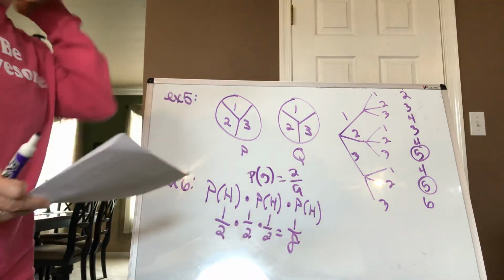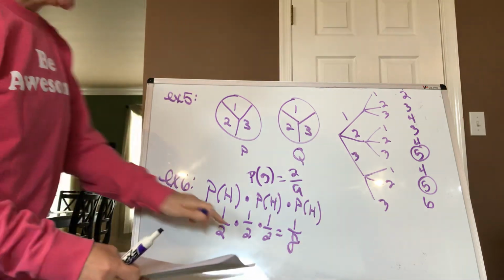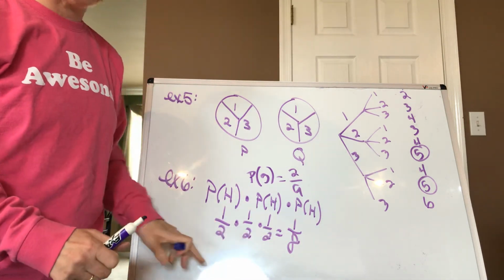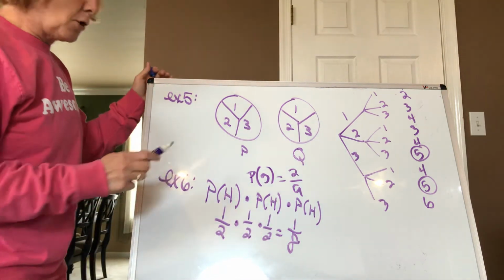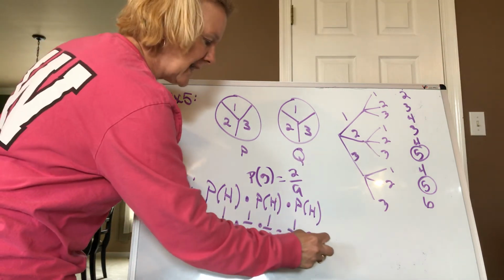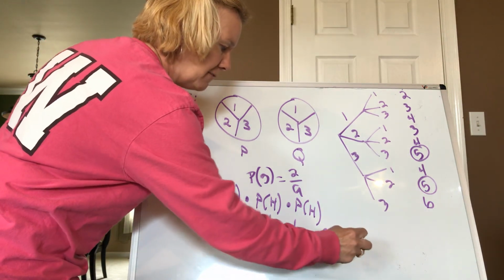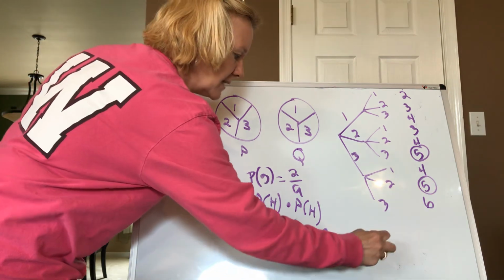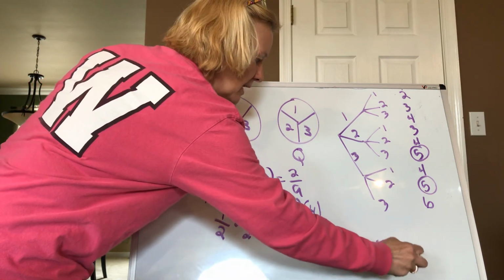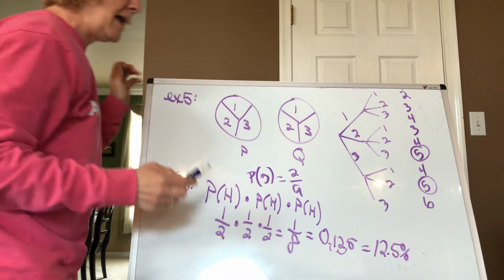So the probability that they will all land on heads is 1/8. Now, quick review. You could write this as a decimal, 0.0125, or a percent, 12.5%. Remember, you move it 2 places to the right.